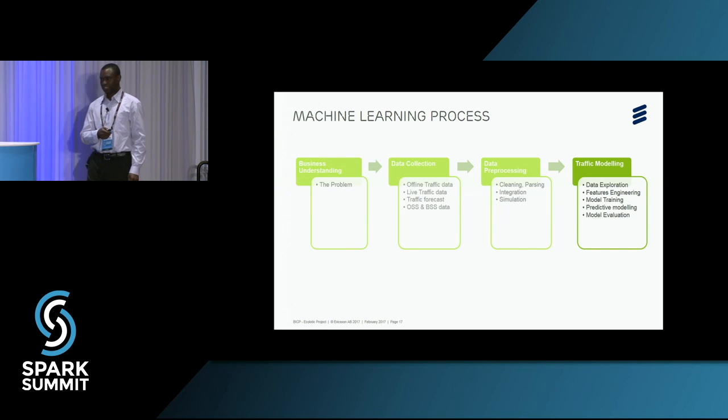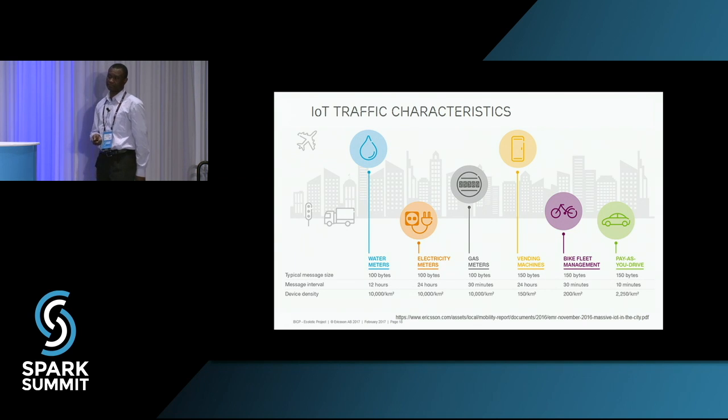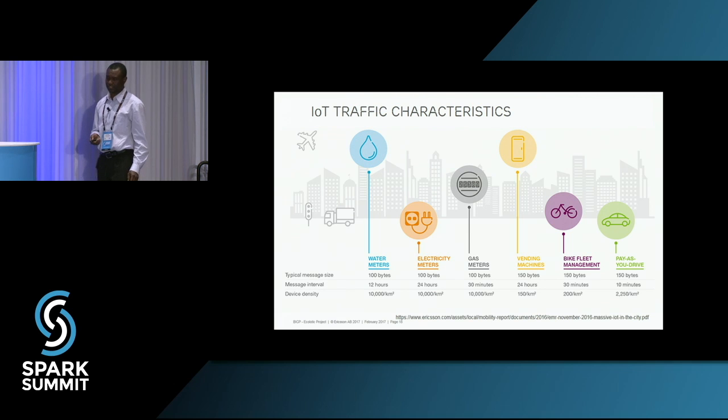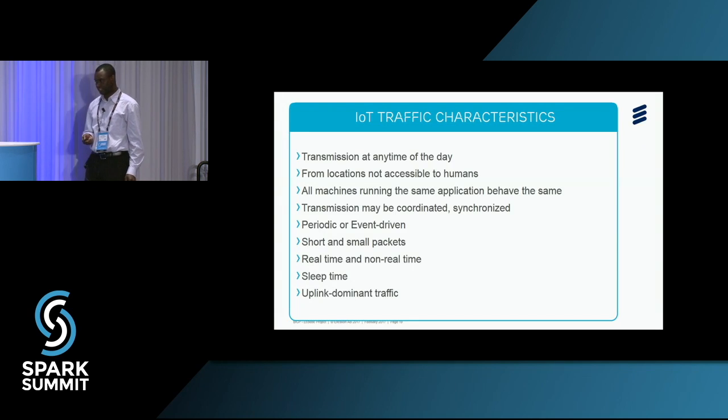After these pre-processing steps, we enter the machine learning modeling step. What do we do in the modeling step? We want to model the IoT traffic, and from this model we can predict the future traffic load and then the resource requirements, at a specific location and specific time. This is some experiment that we have run in Ericsson for different vertical industries, to determine the size of the packet sent, the frequency of sending messages for the different industries, and also the density of devices in a specific area. We will use this information in our model.